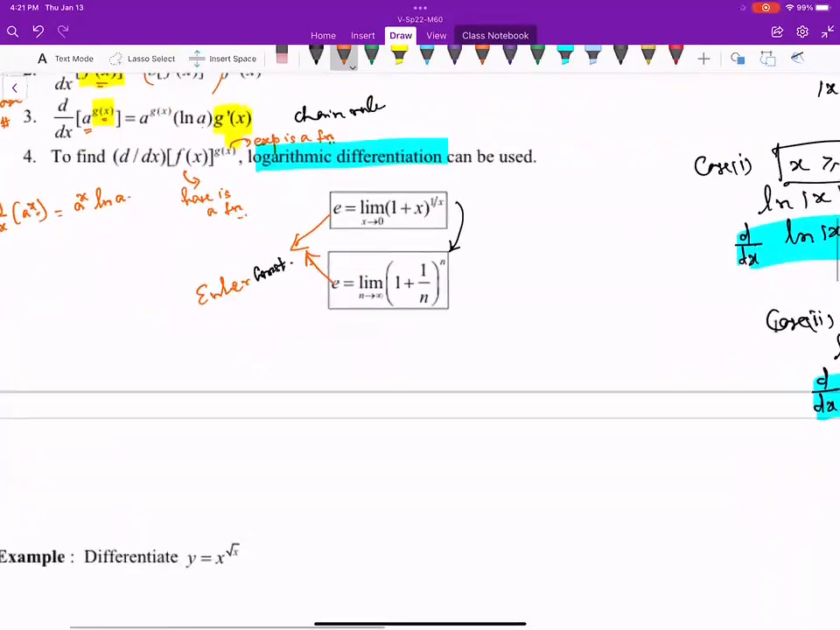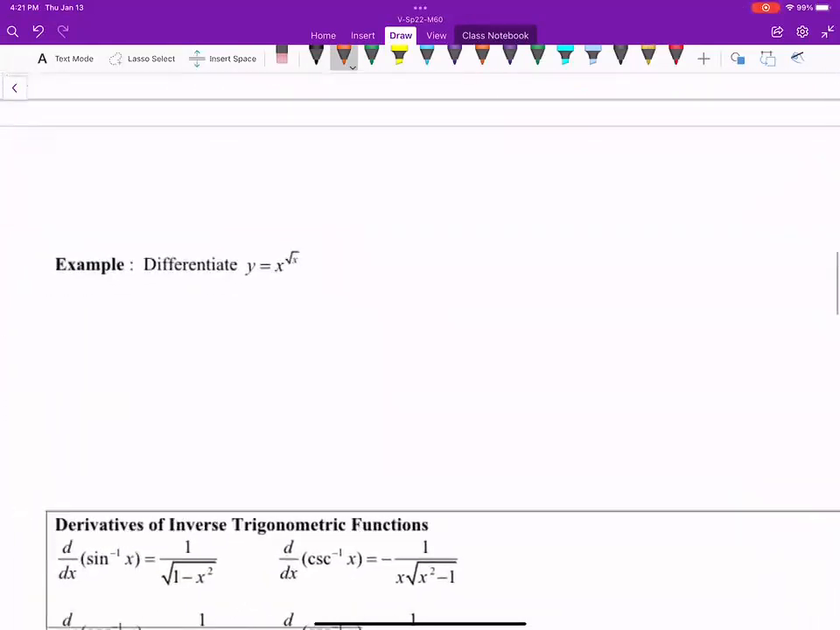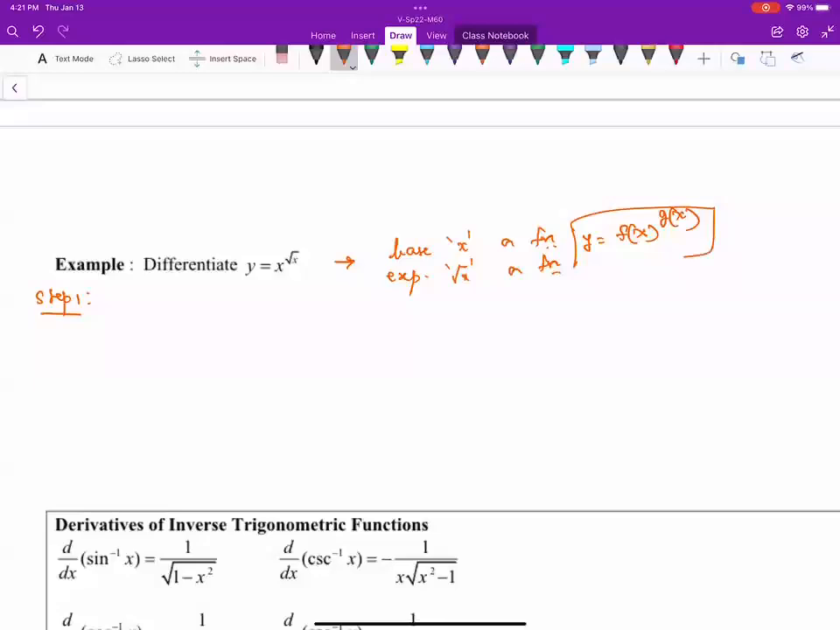All right. Let's try some problems based on this. Differentiate y equal to x to the power root of x. So what do you notice in this function? The base is x, which is a function. The exponent is the root of x, a function as well. So both base and exponent are functions. Whenever you have a base and exponent, it looks like f of x to the power g of x. So y equals f of x to the power g of x. That's the way it looks.